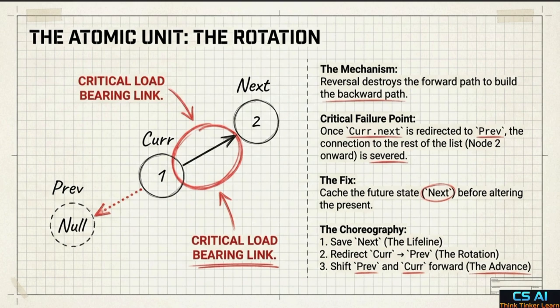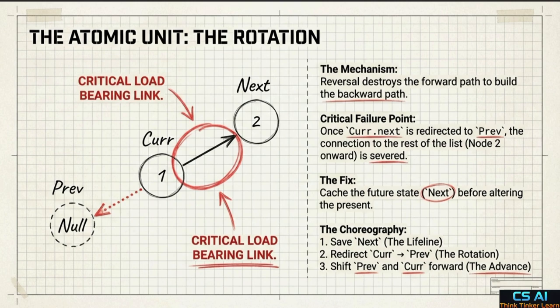Now, let's break down the atomic unit, the rotation, which is the fundamental step in reversing a linked list. The mechanism of reversal destroys the forward path to build the backward path. This is a delicate operation. The critical failure point occurs because once cur.next is redirected to prev, the connection to the rest of the list, from node 2 onward, is severed. If not handled correctly, you lose the rest of the list.